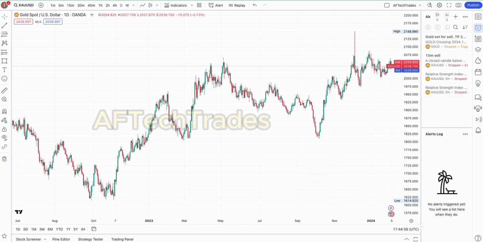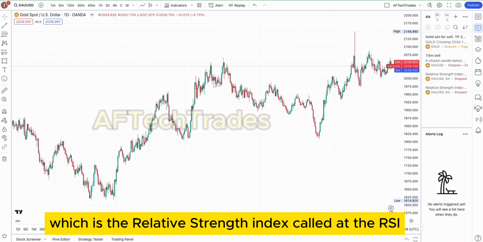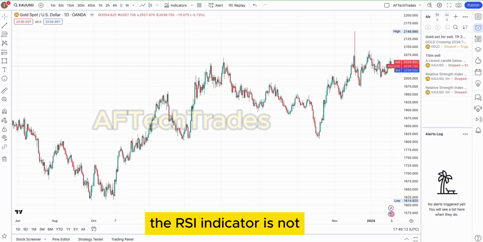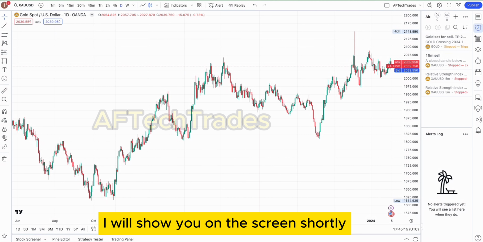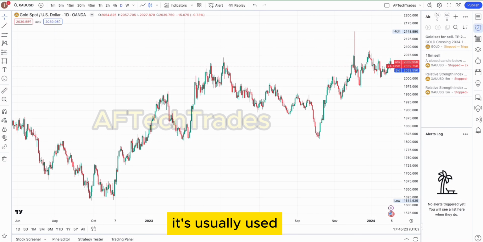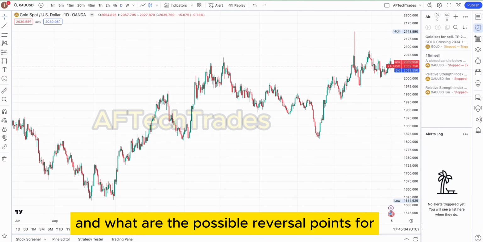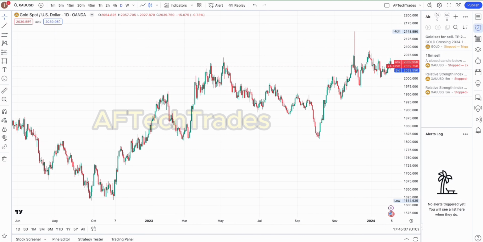Having said that, in today's episode we will explain the concept we said we want to introduce, which is the relative strength index, called the RSI. I will show you on the screen shortly. The RSI indicator is usually used to determine market reversals: what is the position of the market at the moment, and what are the possible reversal points for the market, as I will show you shortly.